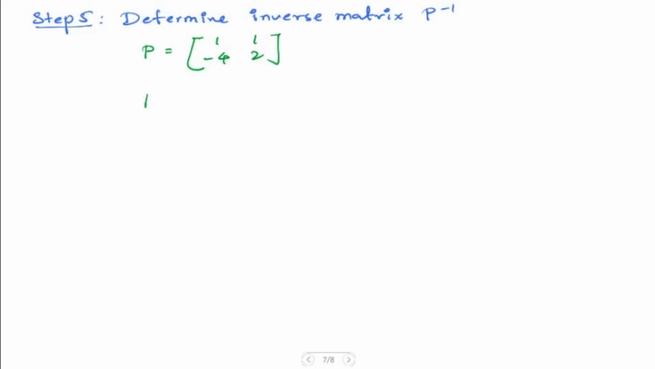So P inverse will be 1 over the determinant of P, right, times, you will have here these two values exchanged in the diagonal. So 2 would go up and 1 would go down, and the other two values change sign. So plus 1 will become minus 1 and minus 4 will become plus 4.